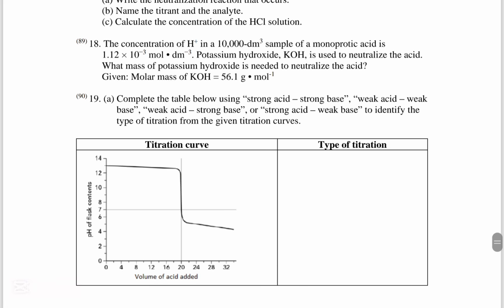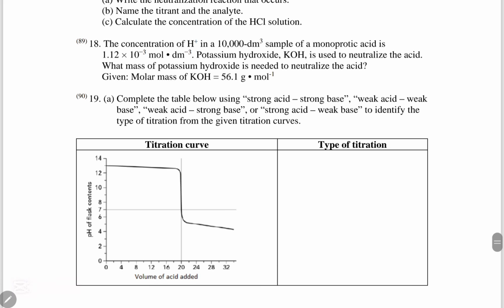This is about logic. I need to know, first of all, what is the strong acid, strong base? That means I'm going to have a low pH over here, and I will have a very high pH over here. Weak acid, weak base, I will have moderate for both of them. Weak acid, strong base, I will have a moderate pH over here, whereas here I will have a very high pH. Or strong acid, weak base, here I will have a low pH. Here I will have a moderate pH. So here this is something very important. You need to pay attention to it.